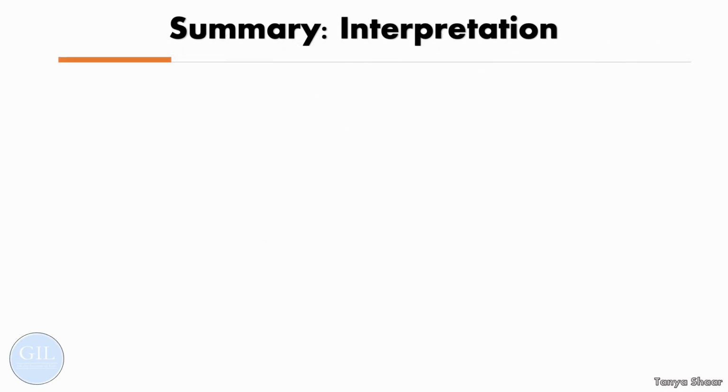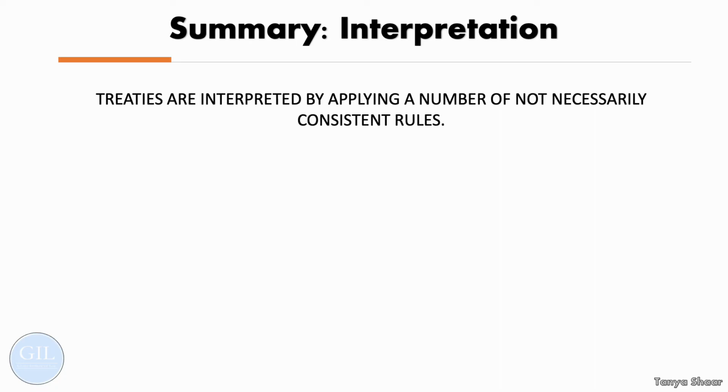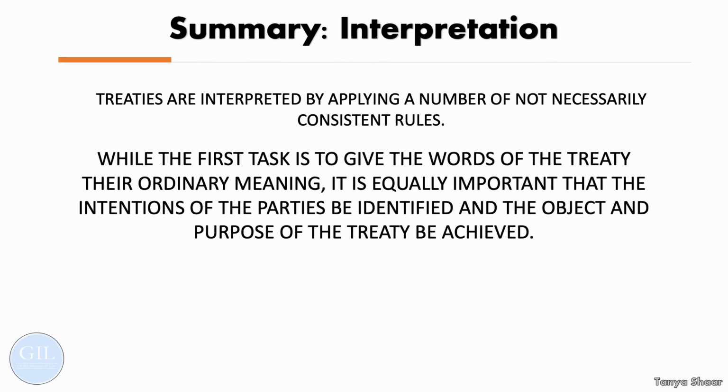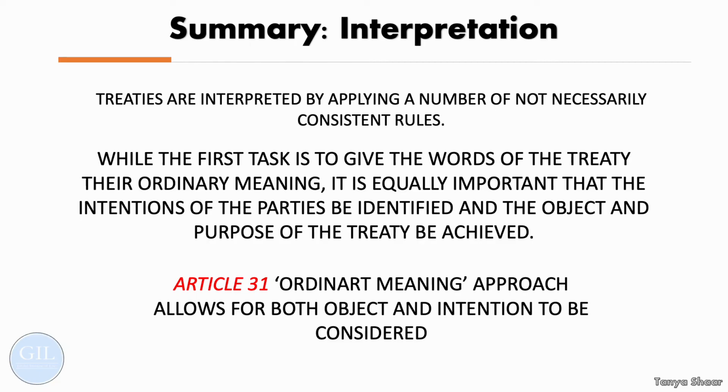So let's summarize that all very quickly. Treaties are interpreted by applying a number of not necessarily consistent rules. While the first task is to give the terms of the treaty their ordinary meaning, it is equally important that the intentions of the parties be identified and the object and the purpose of the treaty be achieved. And this is exactly why Article 31 of the VCLT was written, the ordinary meaning approach, which allows both for the object and intention to be considered.